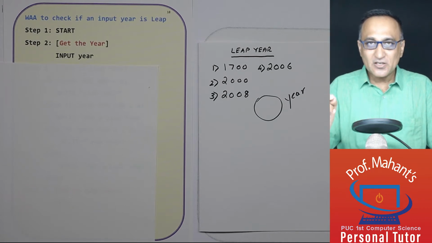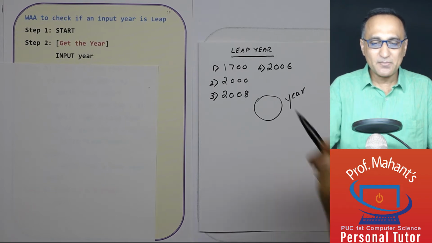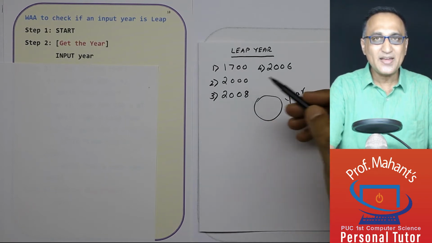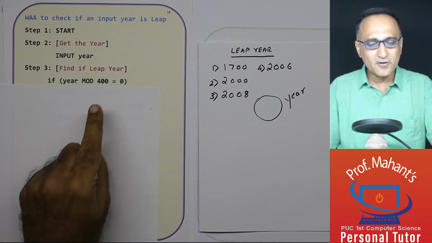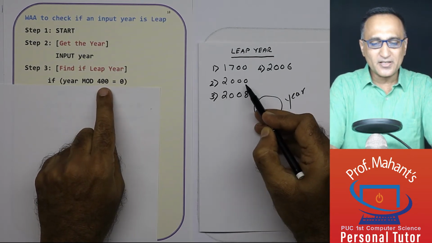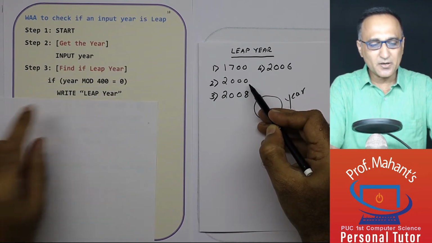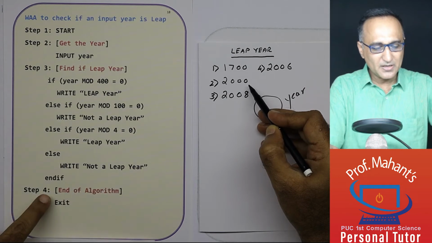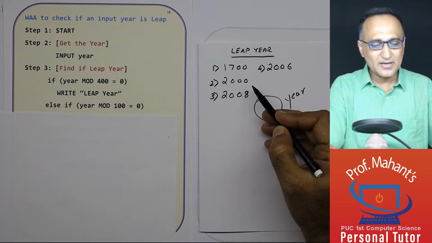I should first always check whether a year is perfectly divisible by 400. That means if a year on dividing by 400 gives remainder 0, it's a year like 2000, 1600 and so on, and it's a leap year. So the first condition is: if year mod 400 is equal to 0, example 2000. 2000 divided by 400, the remainder is 0. So year 2000 is a leap year. Once I say it's a leap year, then I have to straight away come here to step 4 and end of the algorithm.